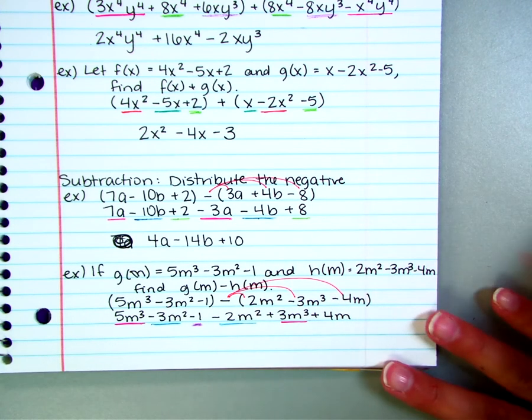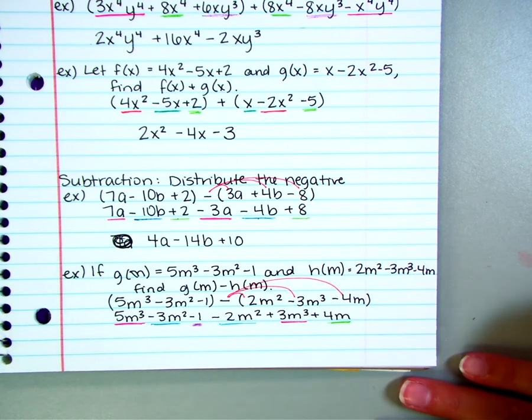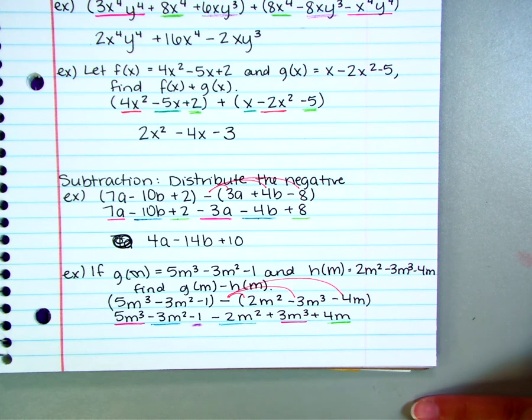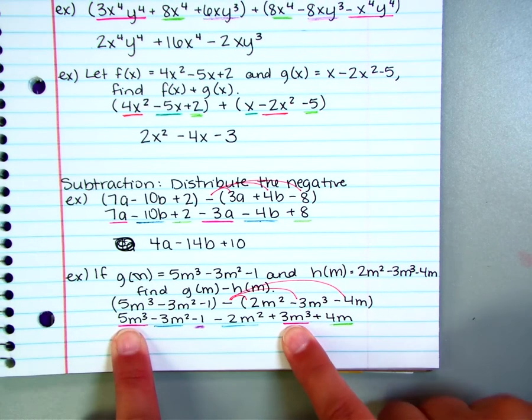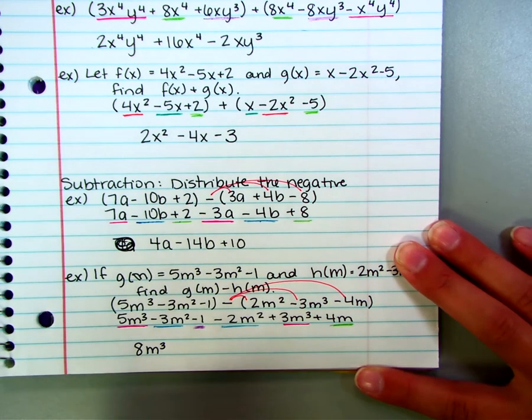And then we've got this other thing over here, this 4m, that also doesn't have any like terms. So when we combine, we just want to make sure to bring them down. And we'll go ahead and do it in descending order, so it'll save us a step. So the highest exponent we've got is that m to the third, so we'll do 5m cubed plus 3m to the third, which gives us 8m to the third.